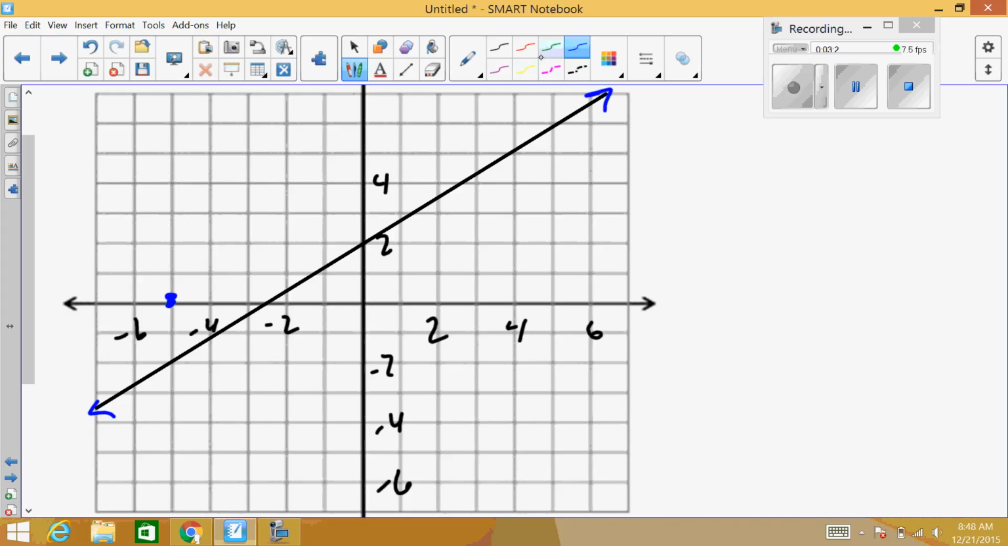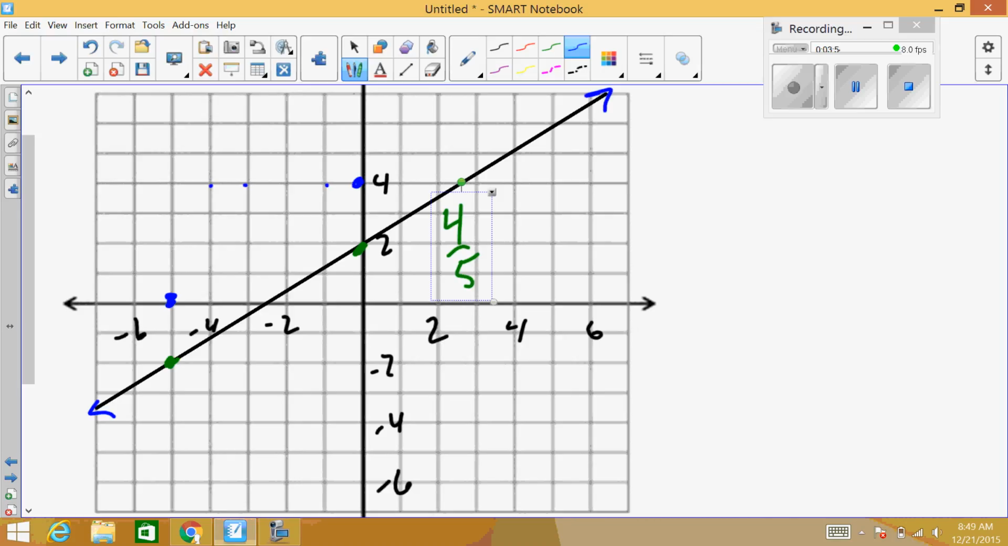Let's see, it looks like my original line here goes from this point to, let's pick one a little ways away, this point. Looks like it goes up 1, 2, 3, 4, over 1, 2, 3, 4, 5. So it looks like I have a slope of 4 over 5. It goes up 4, right 5. So that means my second line, in order to stay the same distance apart, should move the same amount. So it should go up 4, 1, 2, 3, 4. And it should go right 5, 1, 2, 3, 4, 5.